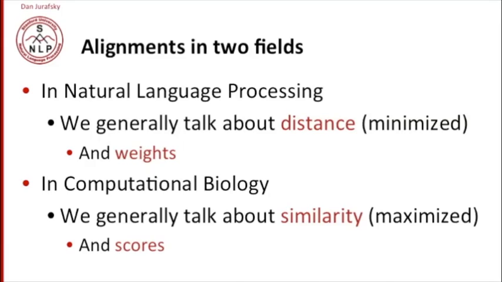In natural language processing, we talk about distance, so string edit distance and minimum edit distance. So we're minimizing distance and we're computing weights for things. In computational biology, we're talking about similarity, so we're maximizing similarity. So we're asking how similar two things are. We're trying to maximize something, and we generally talk about scores rather than weights.